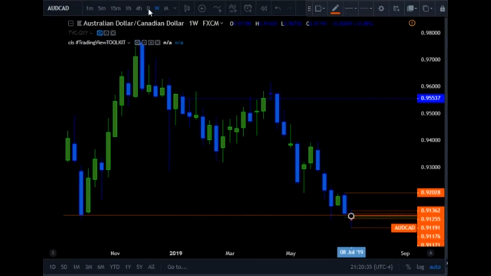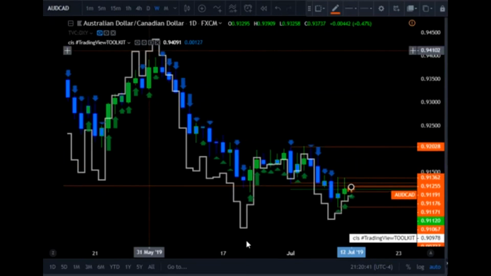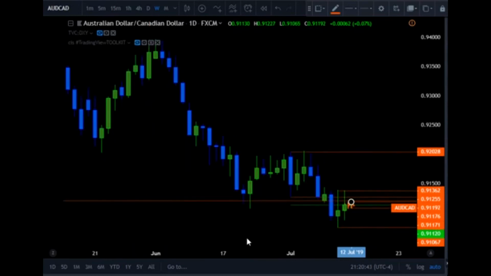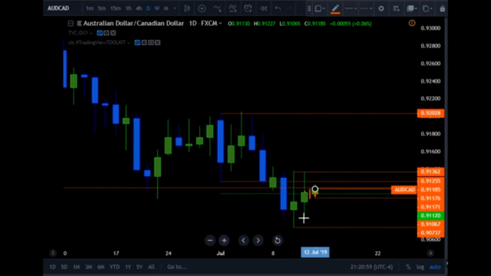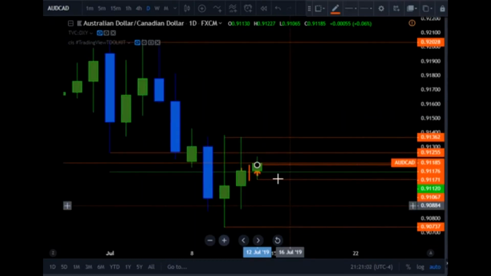I'll go in here and look at our daily chart, and I'm going to zoom this in right as we close. And you can see where we are on our daily chart and sort of where our market making resistance is as we move through here.